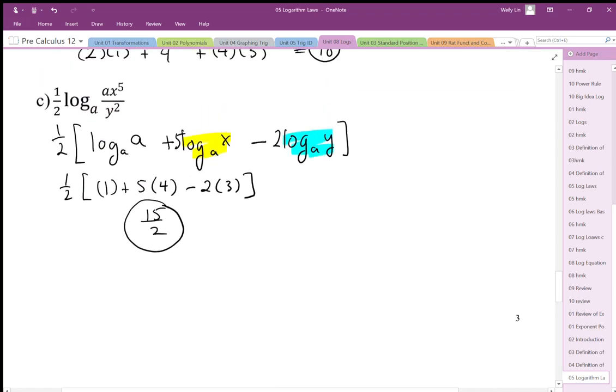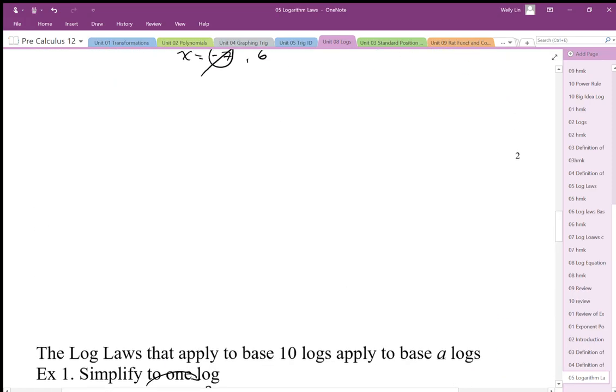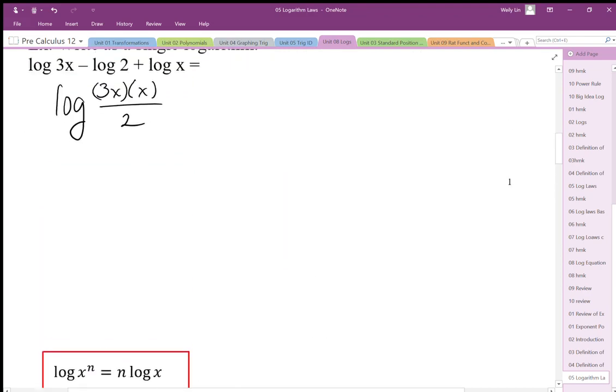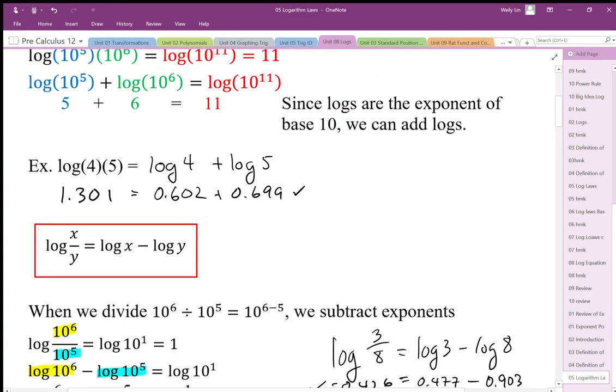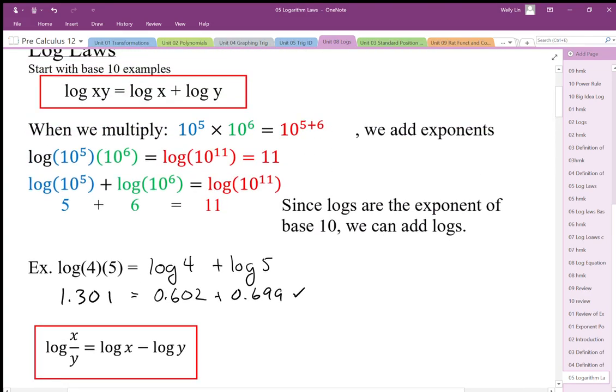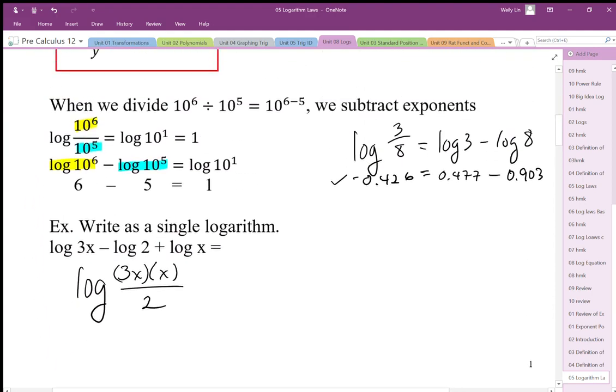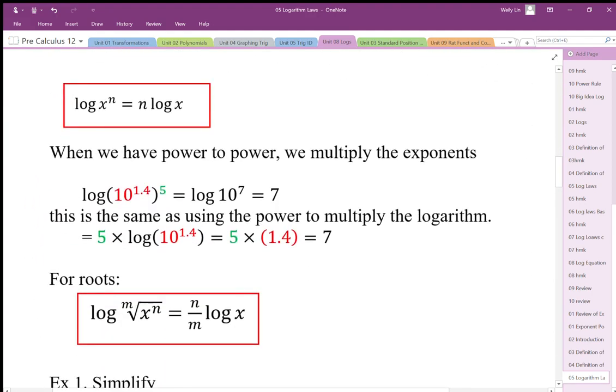And before we finish up here, the 3 main rules are this. If we have times inside, we add the logs. Divide inside, we subtract the logs. Okay, we have a power. There's our power rule. Power inside, we can bring that power out because it's a power to power, so we multiply logs.